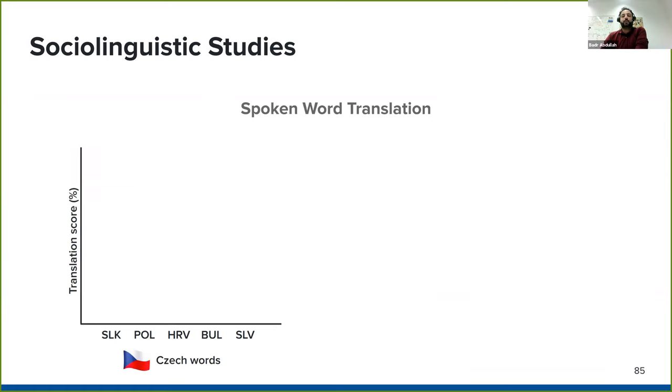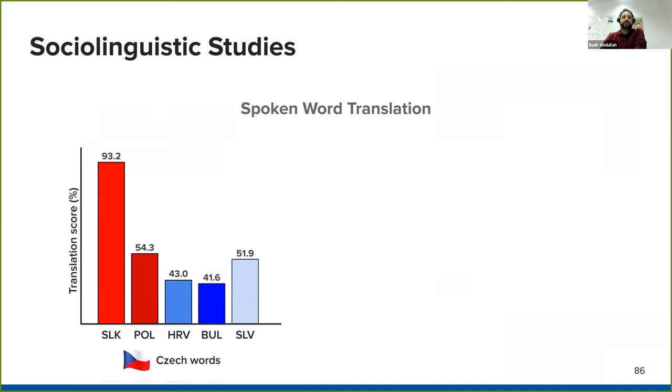For translating the Czech words, unsurprisingly, the group of participants that did very well on this task, so we can see the translation performance on the y-axis, were the Slovak participants. They did really good in translating the Czech words. And the second group were the Polish participants, but then for the South Slavic languages, they did not do as well on this task compared to the other West Slavic speakers or participants.